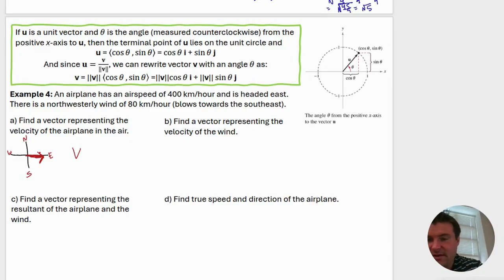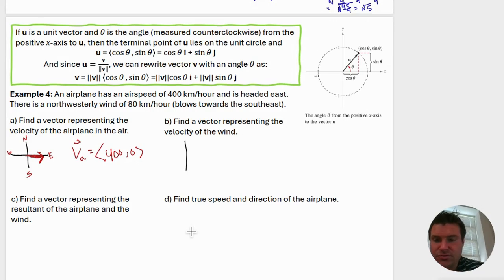So I'm going to say this vector sub A, I'm going to use A as airplane, is going to be, it's just going east, so it's going only horizontal, not vertical at all. This should be 400, 0. It's not going up at all. It's only going to the right. If it was going west, for instance, that'd be negative 400. And this does have a length of 400 too. I did not need to use my formulas for this whatsoever. We'll change right here for this next problem. Find the vector representing the velocity of the wind.